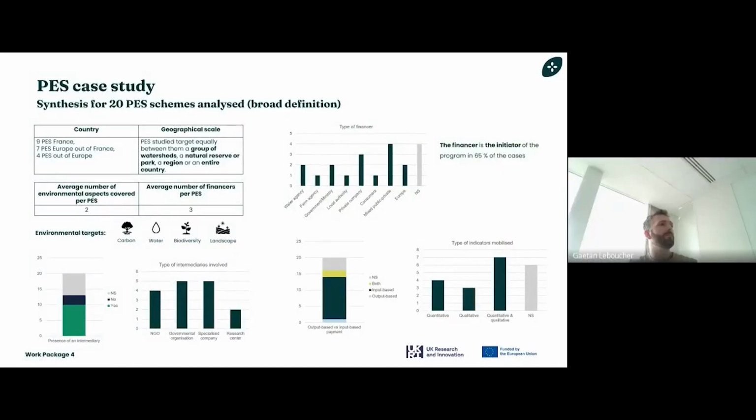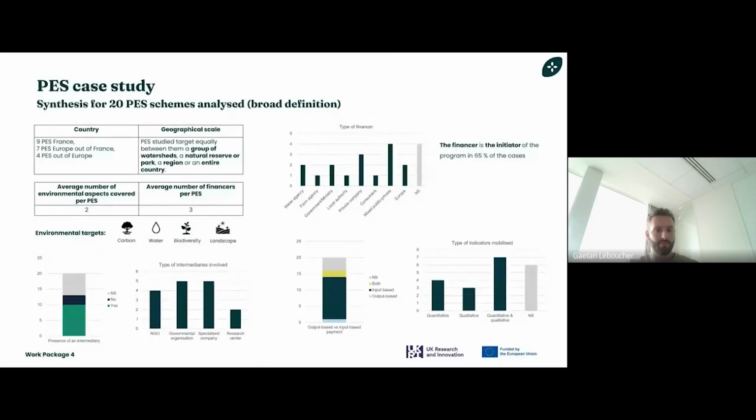In order to go to real-world examples, we conducted a case study on 20 PES schemes, some in France, some out of France in Europe, and some out of Europe. We selected schemes that target, equally between them, either a group of watersheds, a natural reserve or natural park, a region, or an entire country. The aim was to look at the different composition of the PES mechanism and to see what conclusions we could draw.